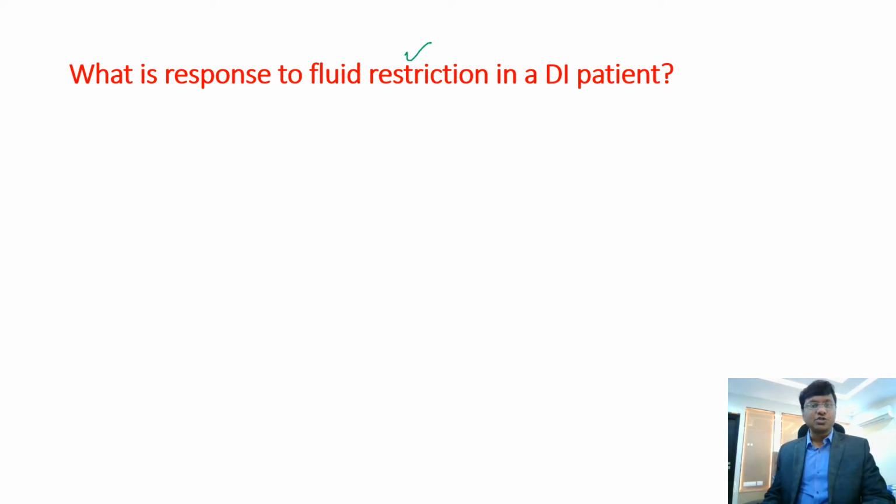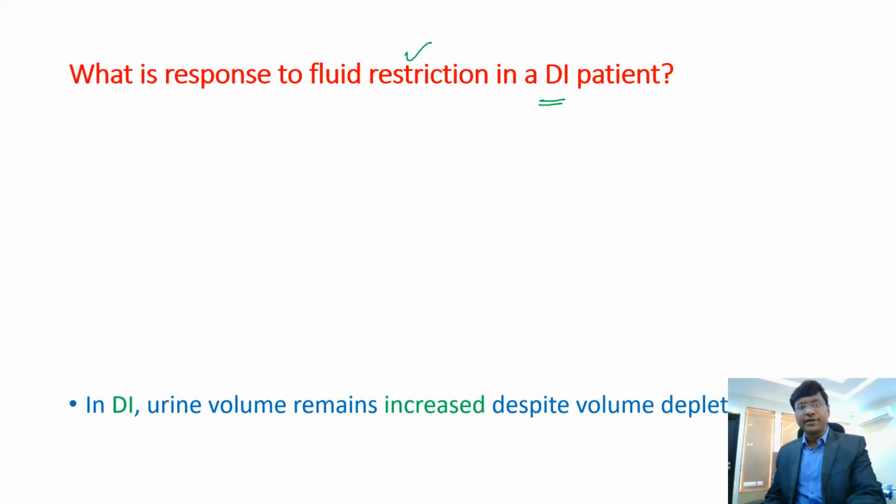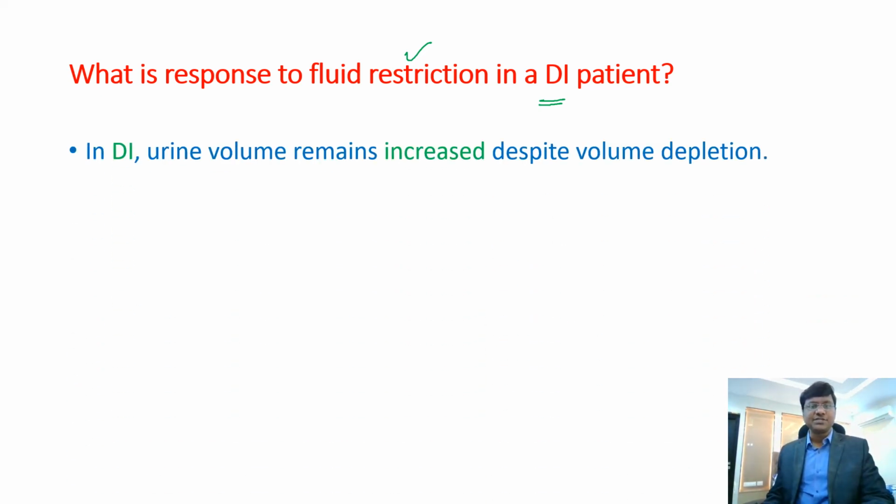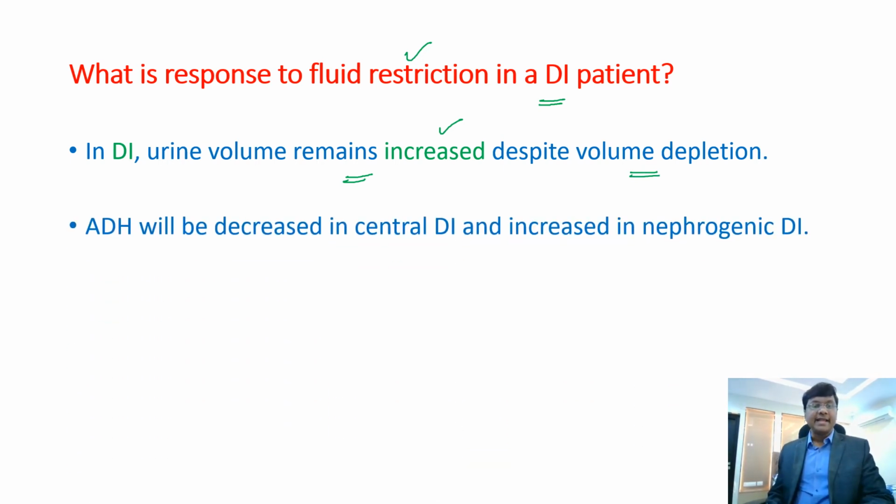Then, what will be the response of the fluid restriction in a diabetes insipidus patient? Now again, it all depends whether it is central diabetes insipidus or nephrogenic diabetes insipidus. Whatever it is, in spite of fluid restriction in a diabetes insipidus patient, there is increased quantity of urine. The urine volume remains increased despite volume depletion. And ADH will be decreased in central diabetes insipidus, and the quantity of ADH will be increased in nephrogenic diabetes insipidus.